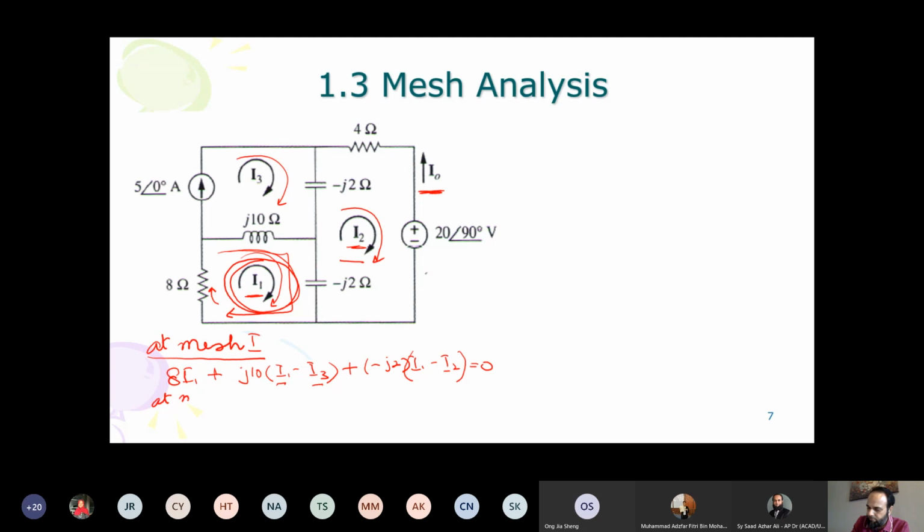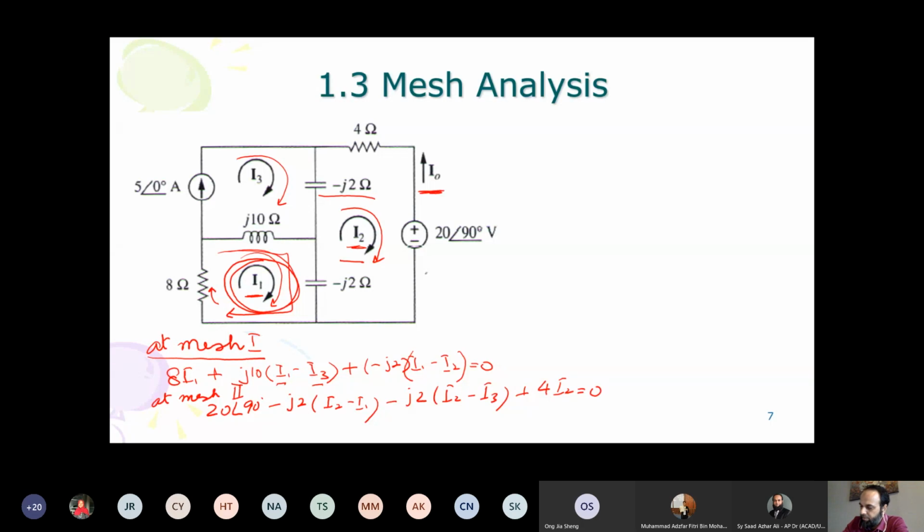At mesh 2 will be 20 angle 90 minus j2 (I2 minus I1) minus j2 (I2 minus I3) for the capacitor here, plus 4 I2 equal to 0, right? I hope you guys are following.